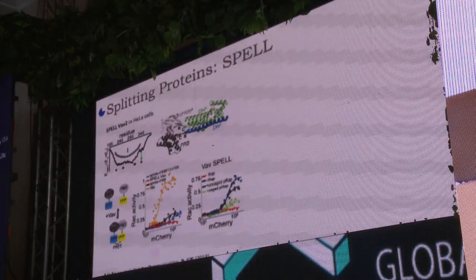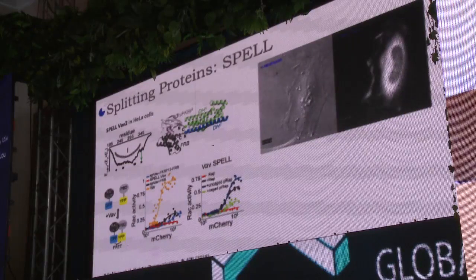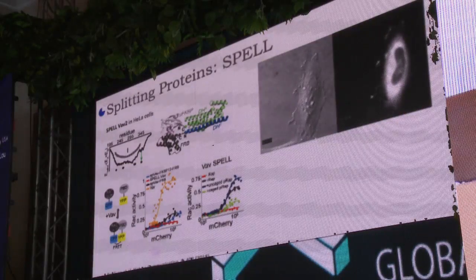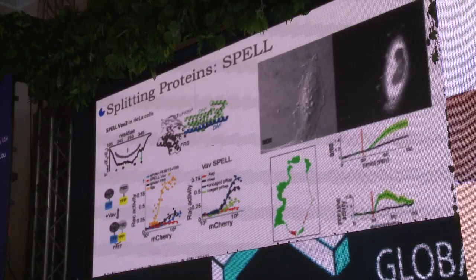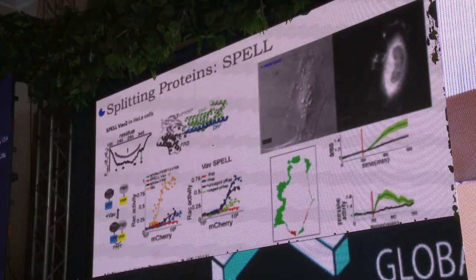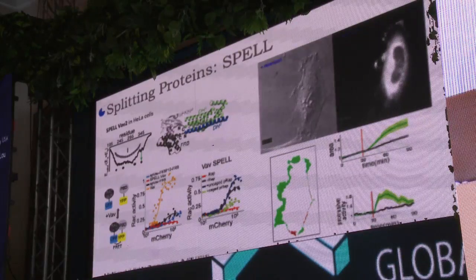And I'm just going to mention that we have applied this methodology for VAV, one of the cancer targets, and it works really nicely. So you add rapamycin, and you see increased morphodynamics at the leading edge of the cells. This protein, VAV2, is responsible for metastasis, one of the key proteins in metastasis.